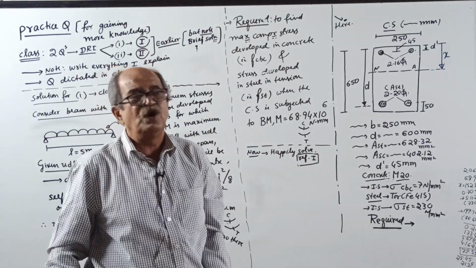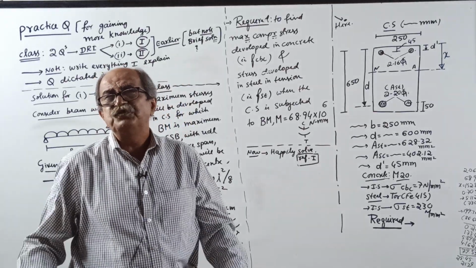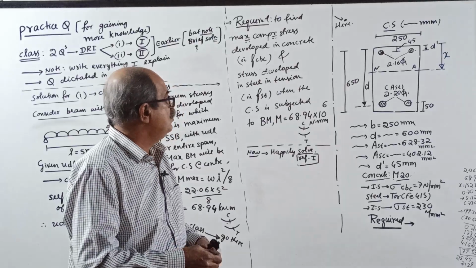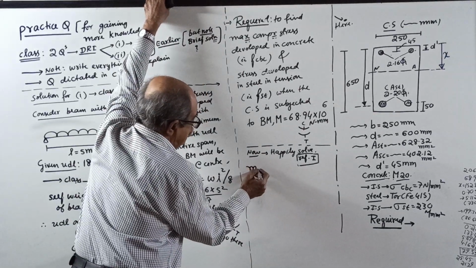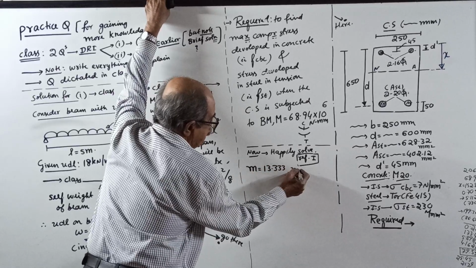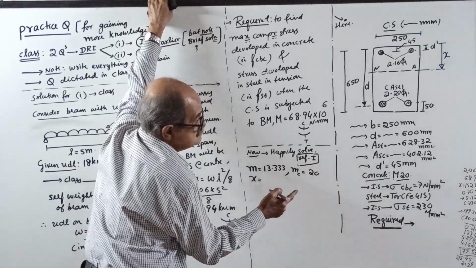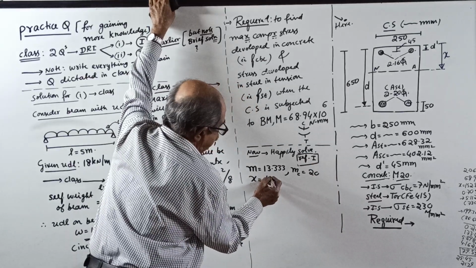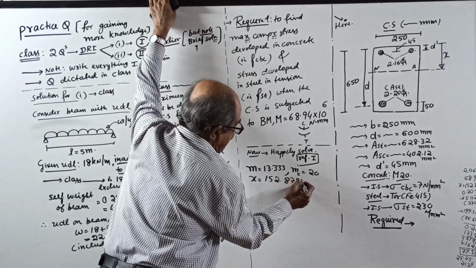Now if you cannot solve, your class number 1 to class number 10 is fully wasted. Okay, now I will do one thing, simply I will write the answer. Solve. You require M. M will come 13.333. You require MC. MC will come 20. Then you require the X value. X will come 152.879 millimeter.